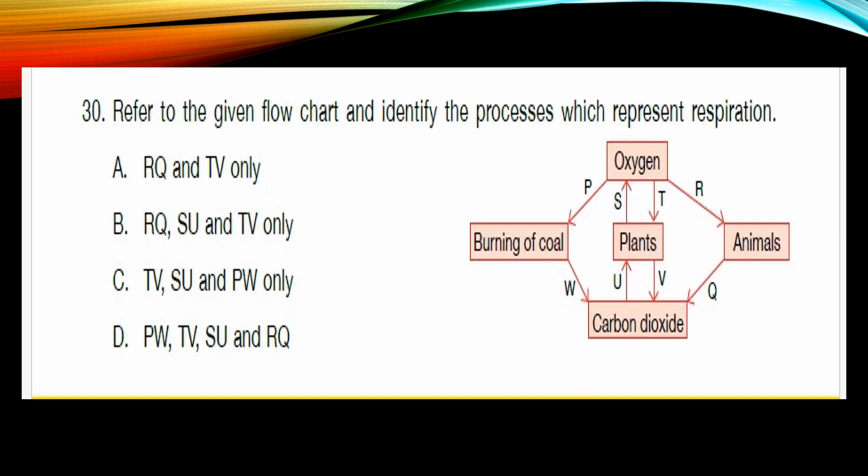Question number 30. Refer to the given flowchart and identify the process which represents respiration. In respiration, oxygen is taken and carbon dioxide is released. So answer is RQ and TV only, option A, because only animals are taking oxygen and removing carbon dioxide. Here in plants, TV, that is taking oxygen and removing carbon dioxide. So answer is option A.